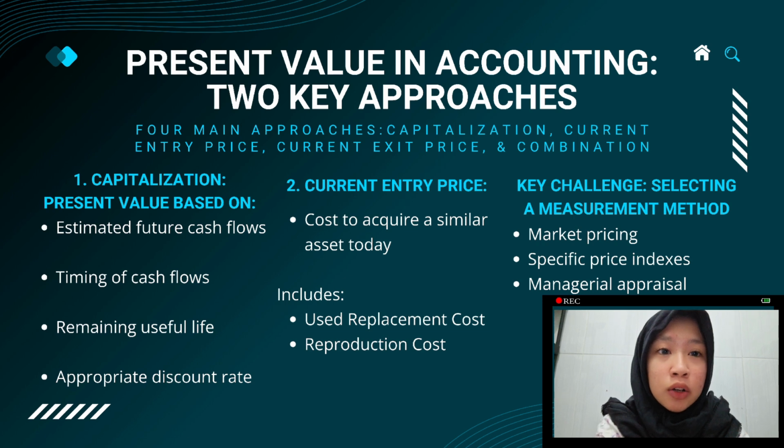Replacement cost, the cost of acquiring an equivalent asset in the second-hand market with the same remaining useful life. Next, reproduction cost, the cost to create an identical asset. Next, the core idea of current entry price is it focuses on the actual replacement or reproduction cost of owned assets rather than historical costs.